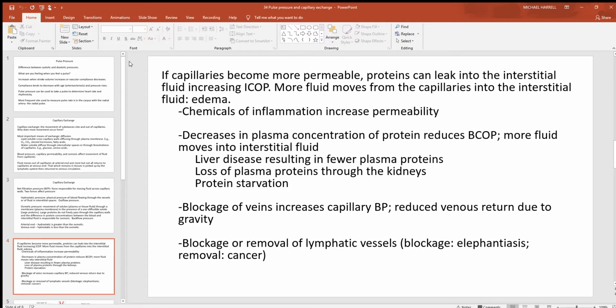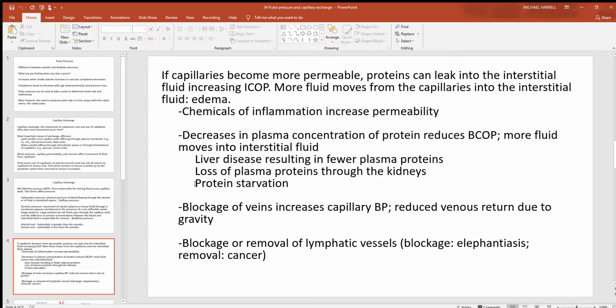Now again, think about if a capillary becomes more permeable. Again, inflammatory chemicals are very good at doing that. It'll let material leave the blood and go into the tissue, and where those solutes go, the water's going to follow. See a lot of swelling, edema, fluid buildup in the tissue at that time.